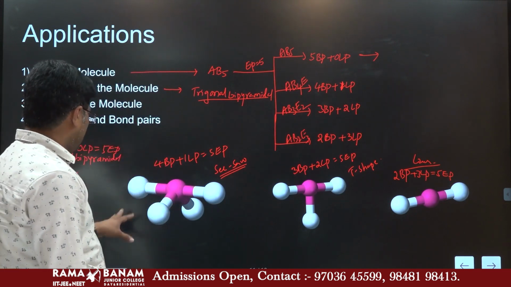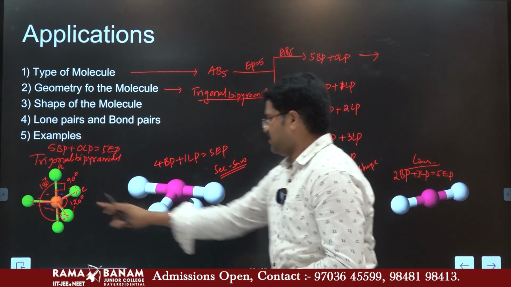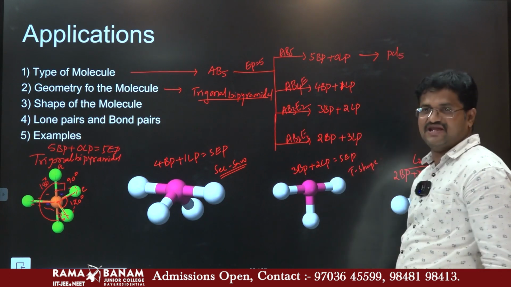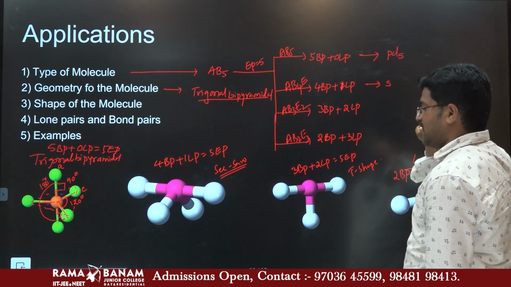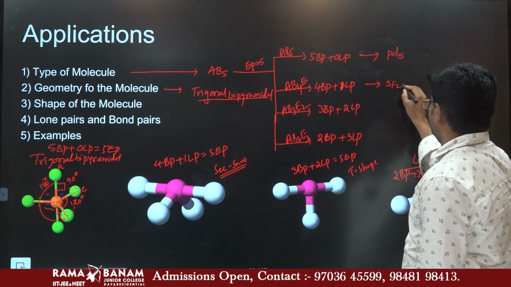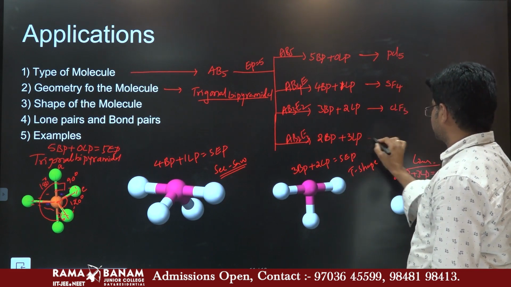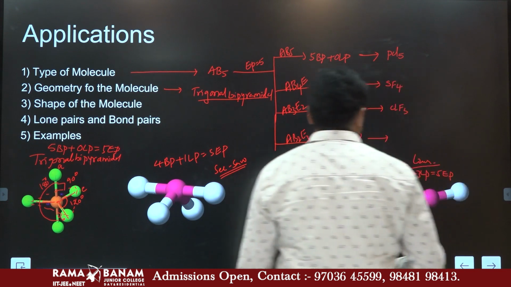Okay. Now, what are the examples? The first example is phosphorus pentachloride, PCl5. Then SF4, ClF3, and XeF2.